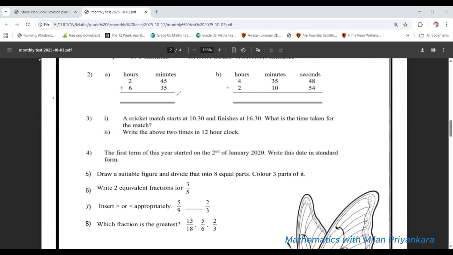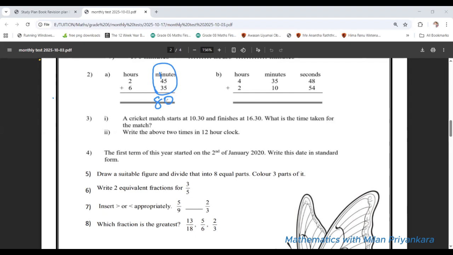So I explain in very simple terms, right? Let's see this one, 45 plus 35. Minutes and hours, right? 5 plus 5 is 10, then you write 0, 1 carries, 1 plus 4 is 5, 5 plus 3 is 8. Okay, 80. Can you write 80 minutes?